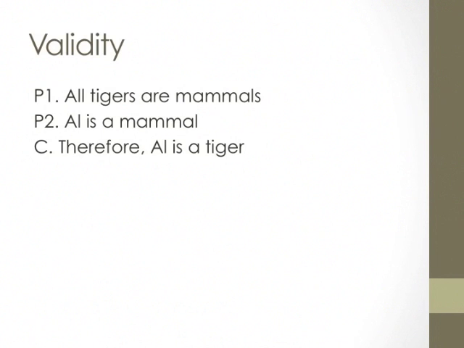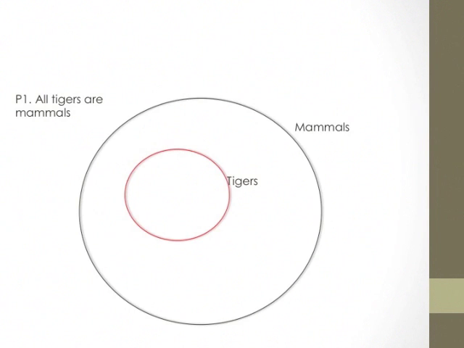Here's an example of an invalid argument. Okay, so let's apply the same procedure as we did in the previous example. So we see that the first premise is identical, so we represent it in the same way. All tigers are mammals. That is, the circle of tigers is completely contained within the circle of mammals. Now, the second premise is different, and this is what's crucial. The second premise says that Al is a mammal.